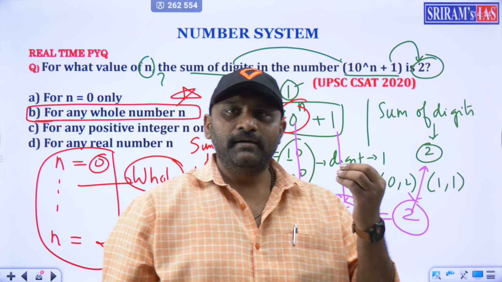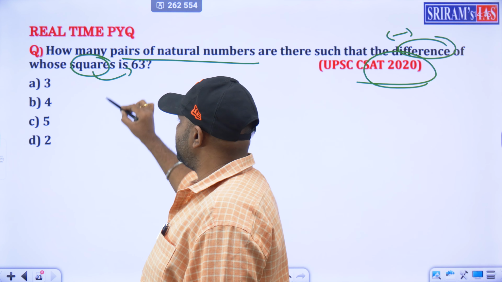This question was asked in CSAT 2020. So let's solve another real-time CSAT question. This question was asked again in 2020. How many pairs of natural numbers are such that the difference of squares is 63?